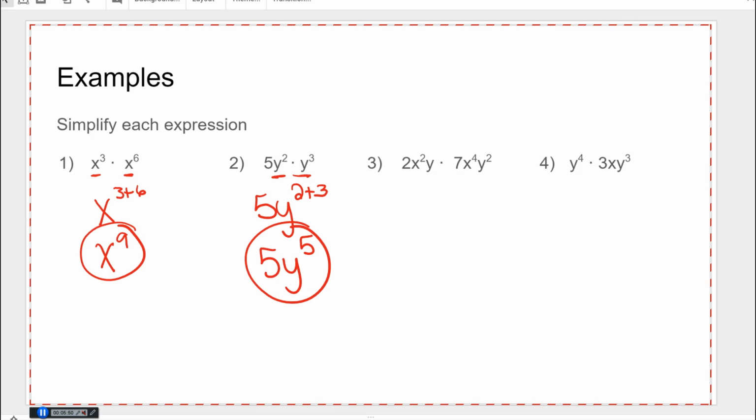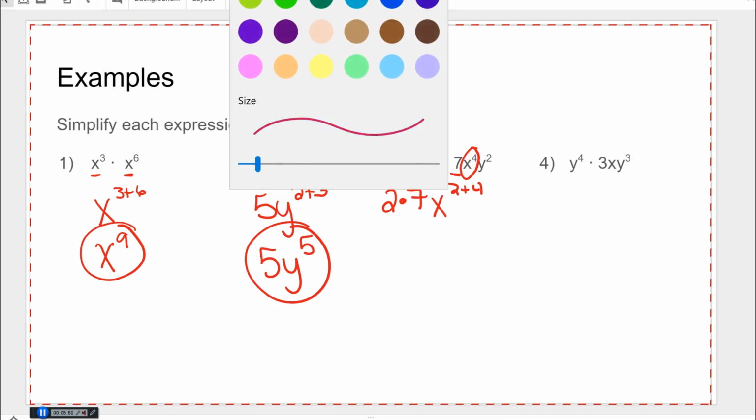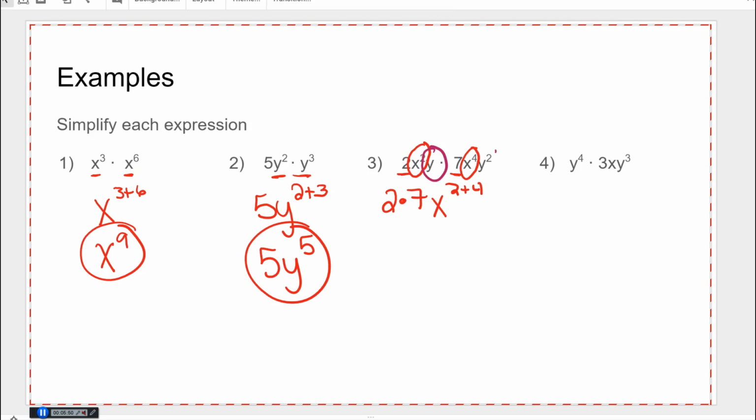Here we have a little bit more complicated, so we've got to break it down. We've got coefficients 2 and 7, so I'm going to multiply those just like regular numbers. I've got base x and base x, so that would be x. When I multiply the bases, I add the exponents. And I've got base y and base y. Now it looks like there's no exponent here, so I'm going to put a 1, so I don't forget that it's really 1 plus 2. My final answer would be 14 x to the sixth y to the third.